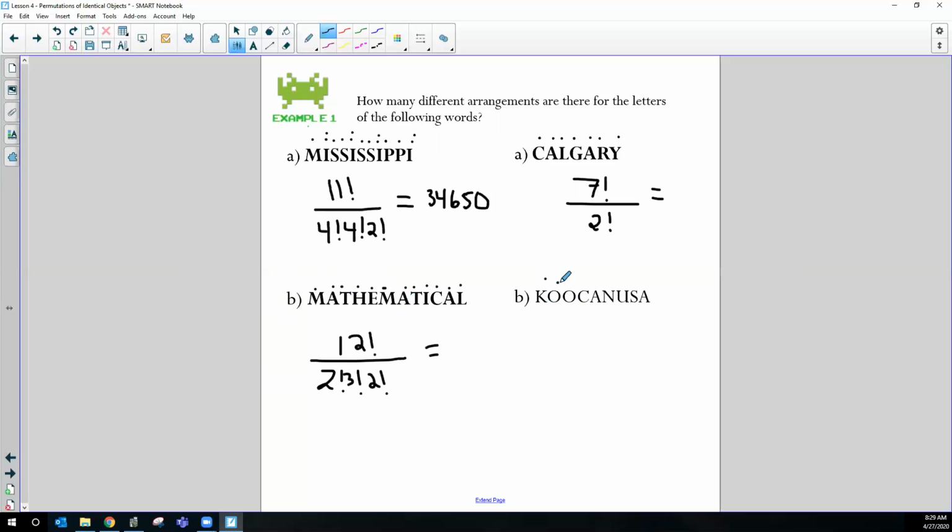Kukanusa: so we have 1, 2, 3, 4, 5, 6, 7, 8, 9. You have 9 total. And I see we have 2 O's. We have 2 A's. And that's it. So when something repeats, you just have to take the total and divide it by the objects that repeat.